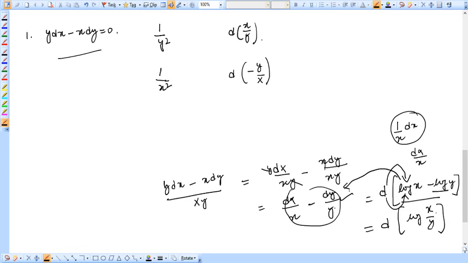So the equation has become exact, therefore 1 by x into y is also an integrating factor of this equation, and the exact equation becomes d of, the differential of log, I'm sorry, x over y.